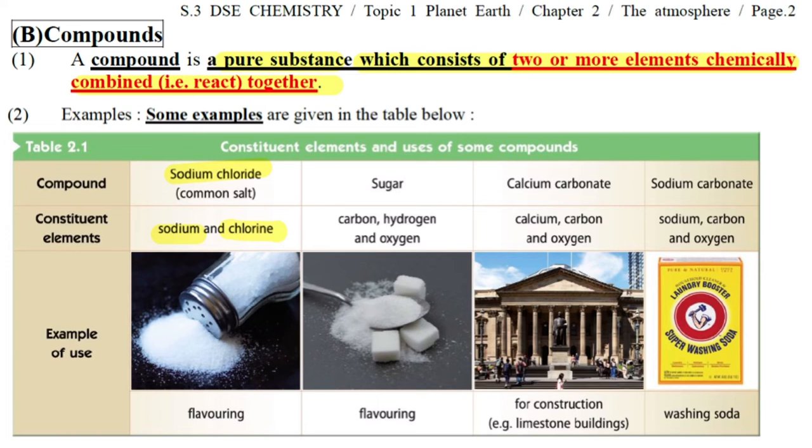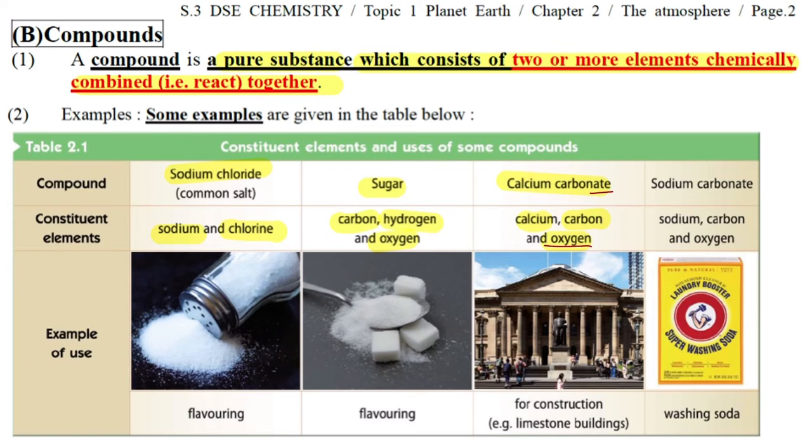And then we have sugar. Sugar is carbon, hydrogen, and oxygen combined together. And calcium carbonate is calcium, carbon, and oxygen. The suffix -ate means it is composed of oxygen too. Sodium carbonate is sodium, carbon, and oxygen.